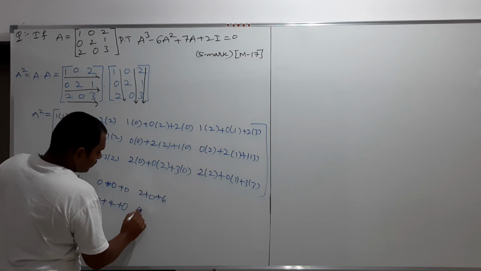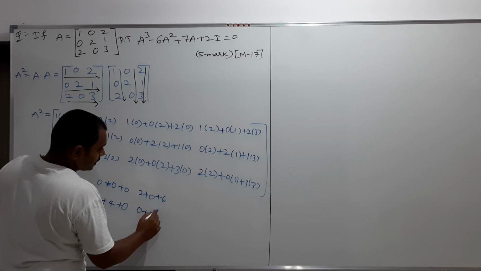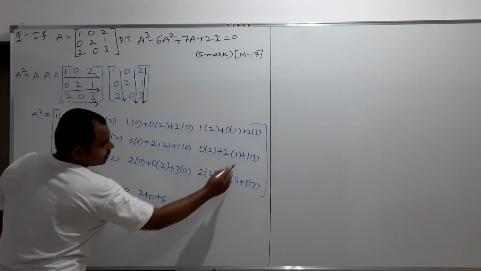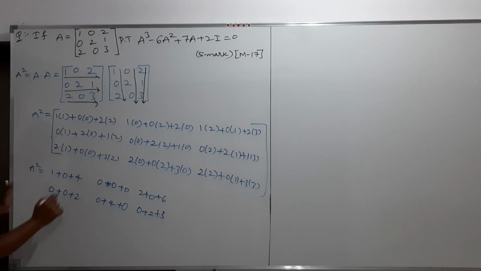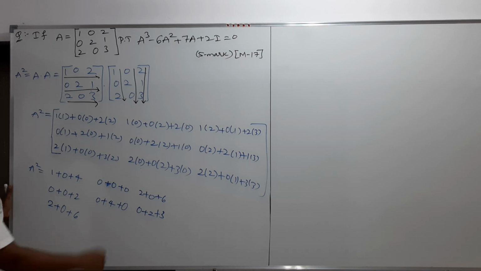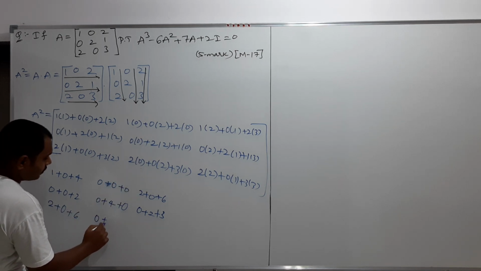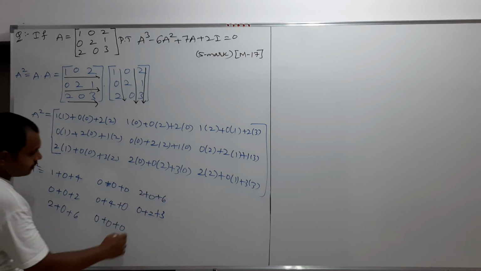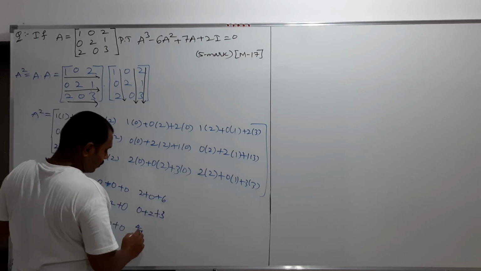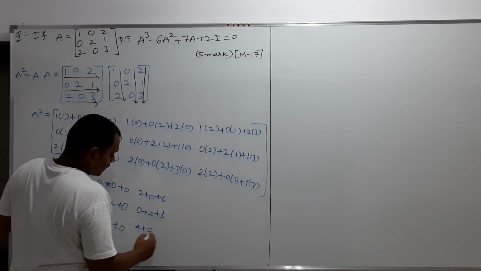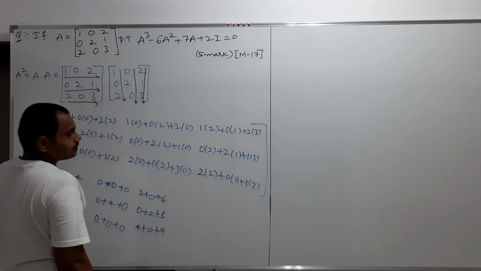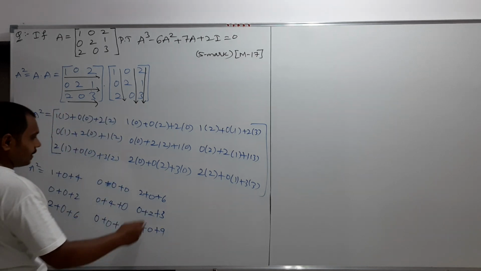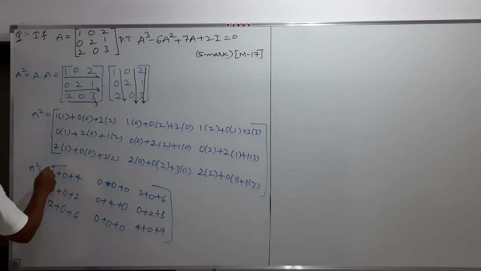Next, 0 into 2 is 0 plus 2 into 1 is 2 plus 3 into 1 is 3. Next, 2 into 1 is 2 plus 0 into 0 is 0 plus 3 2s are 6. Next, 2 into 0 is 0 plus 0 into 2 is 0 plus 3 into 0 is 0. Next, 2 2s are 4 plus 0 into 1 is 0 plus 3 3s are 9. Clear? So this is your A square.